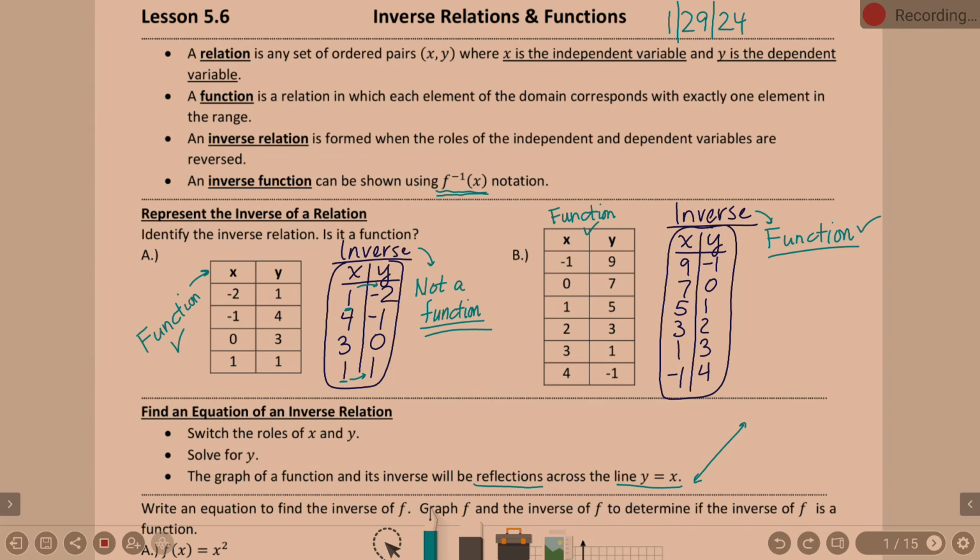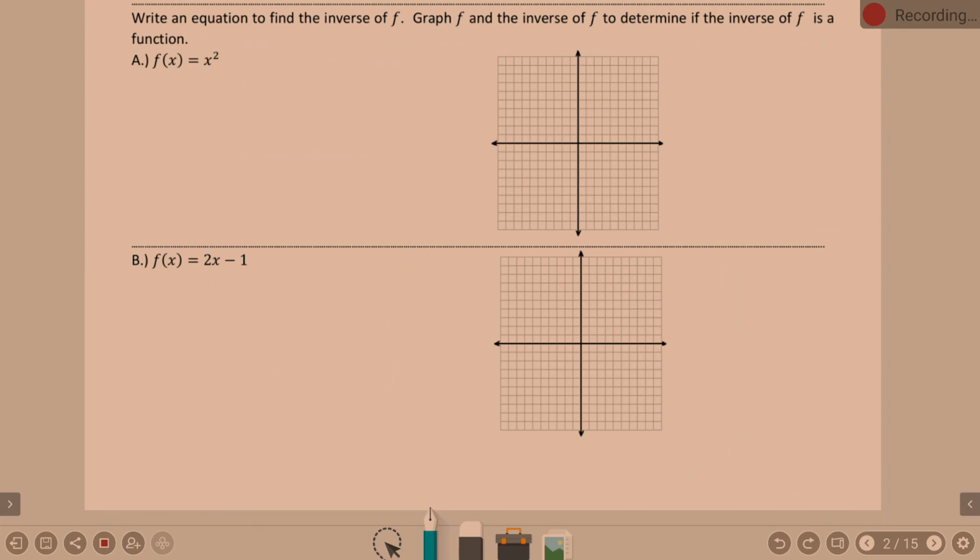Okay? So let's talk graph then. Let's talk function. So write an equation to find the inverse of f, graph f and the inverse of f to determine if the inverse of f is a function. Okay, so f of x equals x squared. We're going to start by finding the inverse.